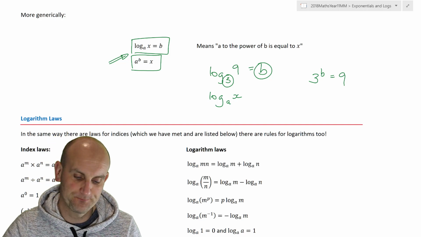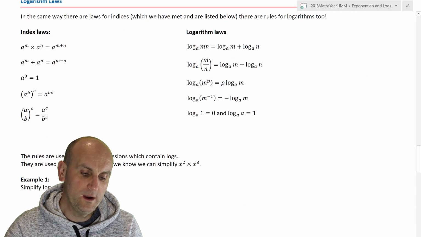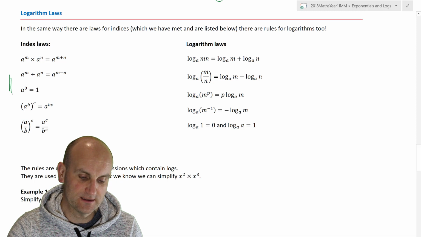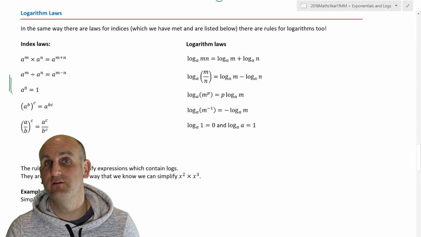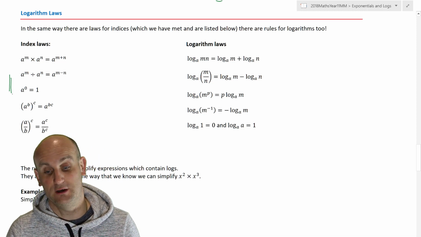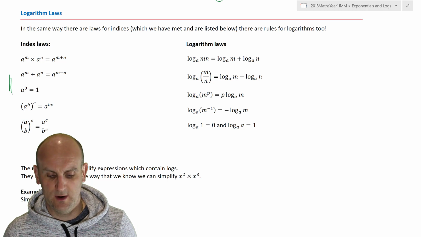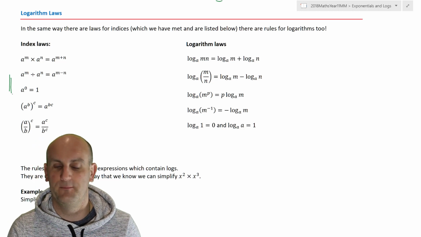Now, in a previous lesson we dealt with something called the index laws, and we've been using those since about year 8. Well, it just so happens there are logarithm laws as well, and I'm going to talk to those a bit as we go.